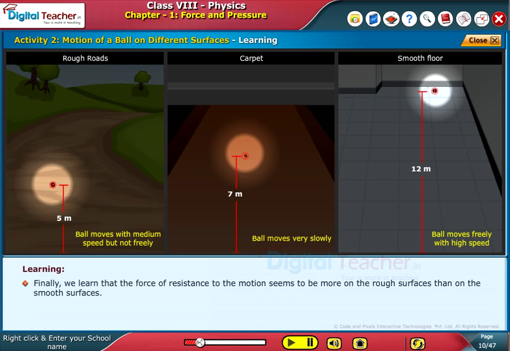Finally, we learn that the force of resistance to the motion seems to be more on the rough surfaces than on the smooth surfaces. The rolling ball moves faster on a smooth marble floor than on a rough sandy surface.